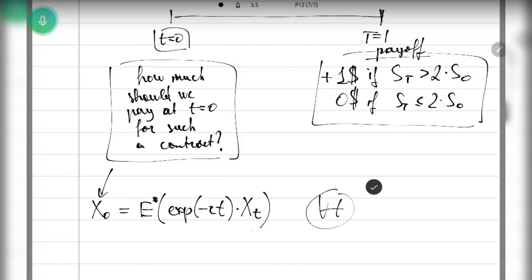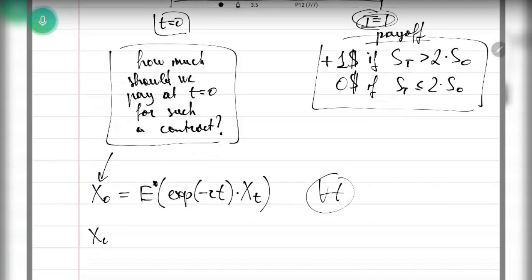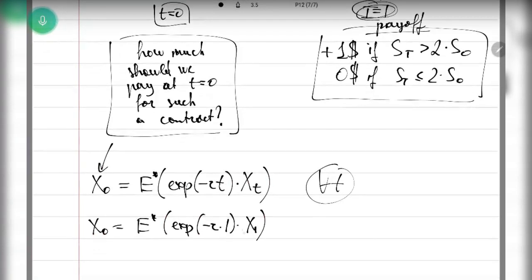But for T equal to 1, I know the payoff. They are given. The payoff at T equal to 1 are given. So I will say X_0 is expected value star of exponent of minus R times 1 times X_1. Okay, but what is X_1? X_1 is clearly equal to $1 if S_1 is twice as big as S_0, and is 0 if S_1 does not satisfy this condition. Okay, that's great.